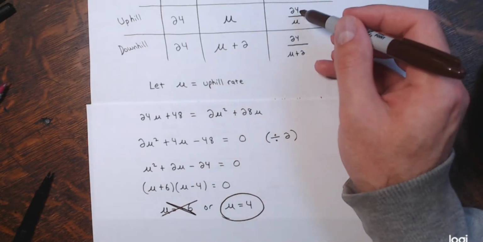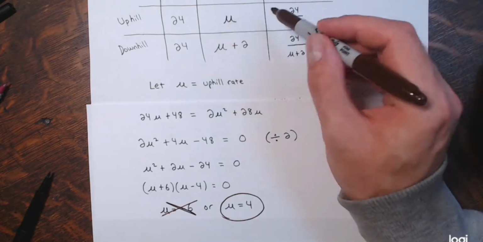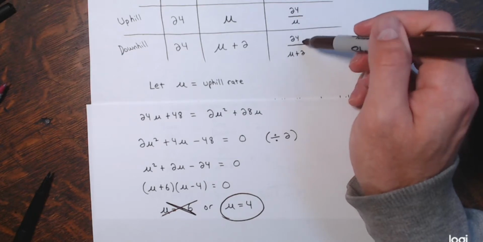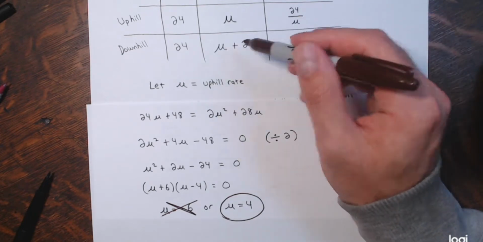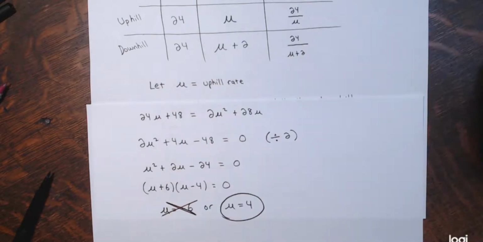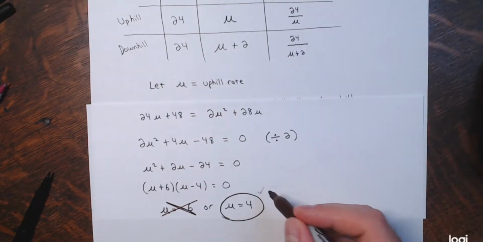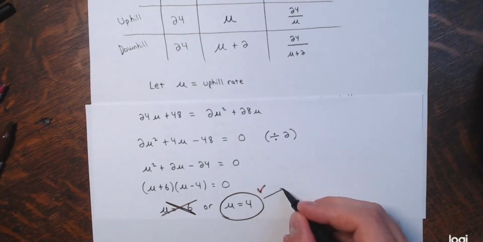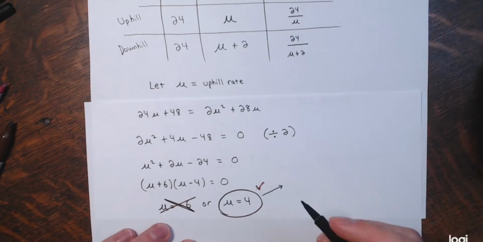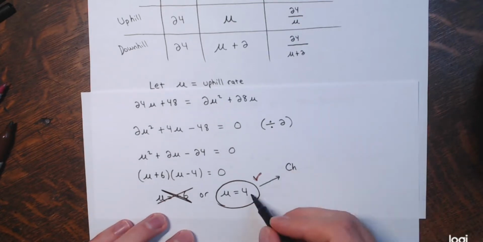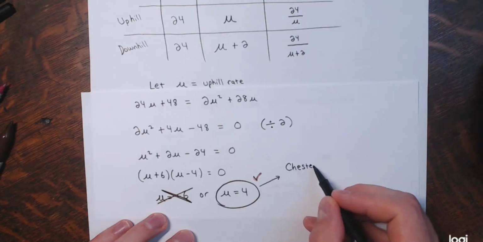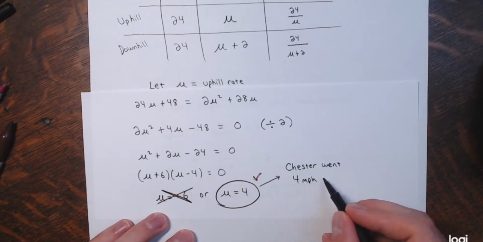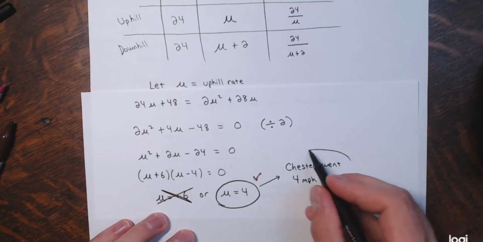And the time it would take him to go uphill would be 6 hours, and 4 times 6 is 24. The time it would take him to go downhill, 24 divided by 6 is 4, and then 6 times 4 is 24. In both rows, distance equals rate times time, so this checks out. All right, and then to actually answer the question, what was his uphill rate? Chester's uphill rate was 4 miles an hour, or Chester went 4 miles per hour uphill. And that's what they wanted.